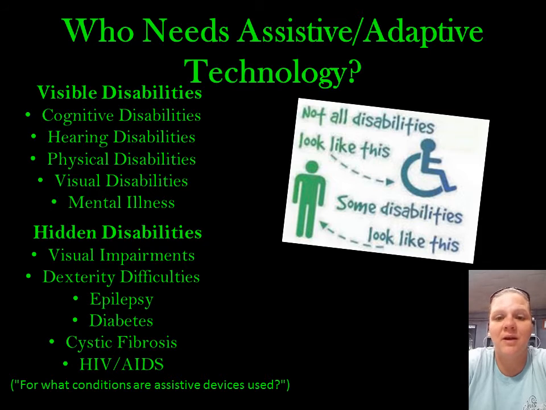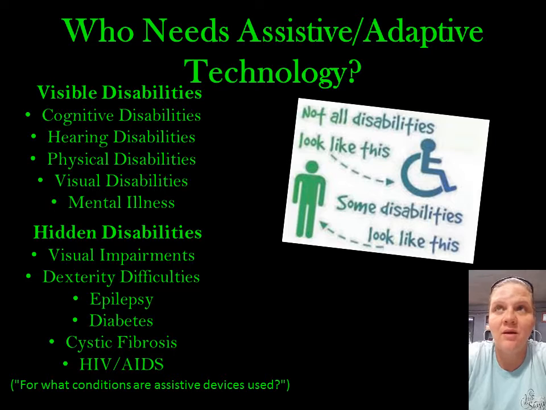Thinking about assistive and adaptive technology, it's important to know what type of people use these technologies and what type of disabilities they have. There are two types of disabilities. There are hidden and visible disabilities. The visible disabilities are the ones that we can all pretty much pick out from looking at someone, especially if we know them, whereas the hidden disabilities are those that are not easily seen with the eyes.